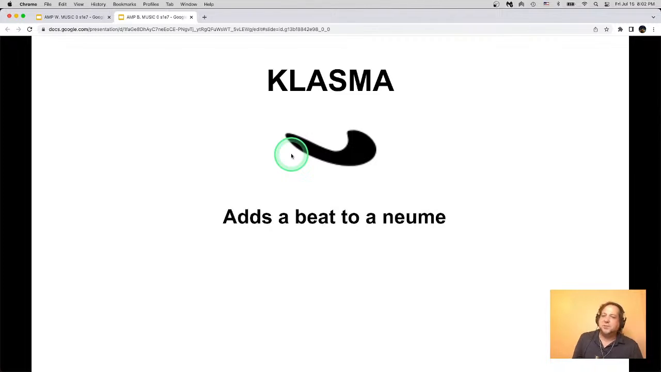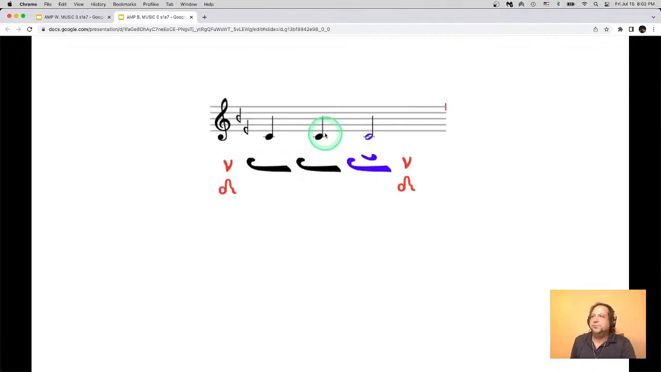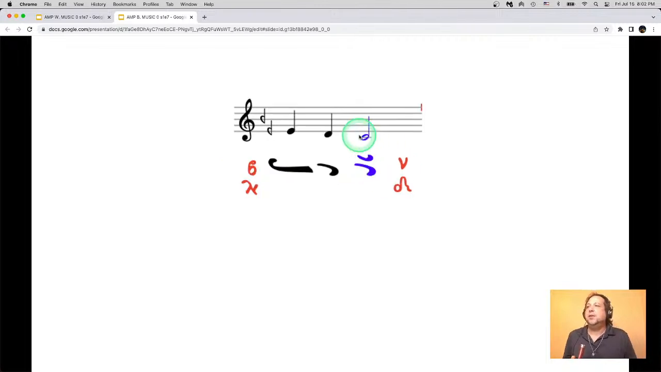Klasma adds a beat to a neume. So quarter note turns into 2 quarter notes in length, which means half note. Sorry, I'm going too fast in my own head. Twice as long as a quarter note is a half note. So klasma on top of here, half note. Same thing, doesn't matter what note it's on.